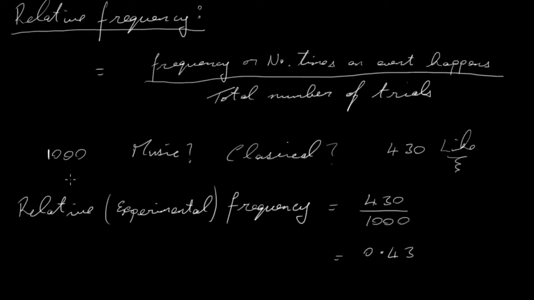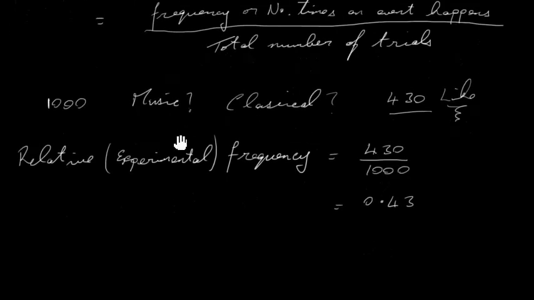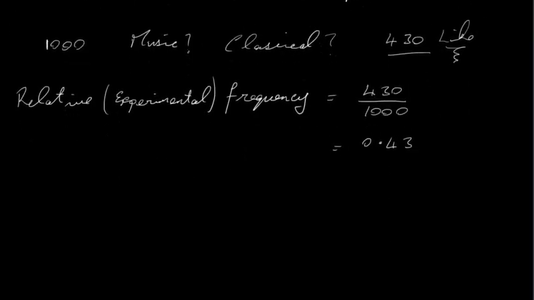So we asked 1,000 people, do you like classical music or not? And we found that 430 people do like classical music. So our relative frequency for people who like classical music is 430 divided by 1,000. So this is called relative frequency. Now, the next thing I'm going to have a look at is what's called expected frequency.